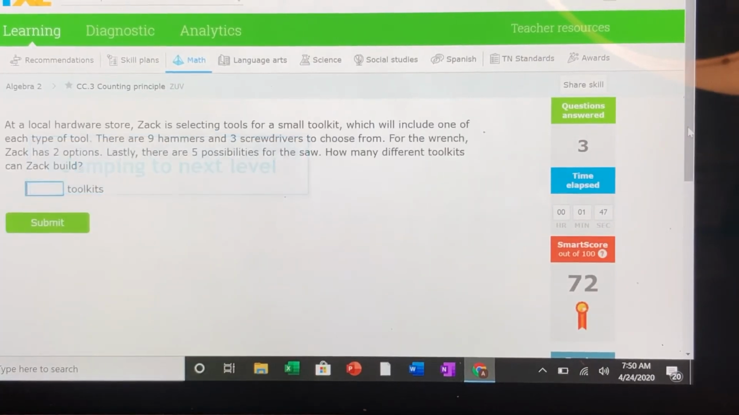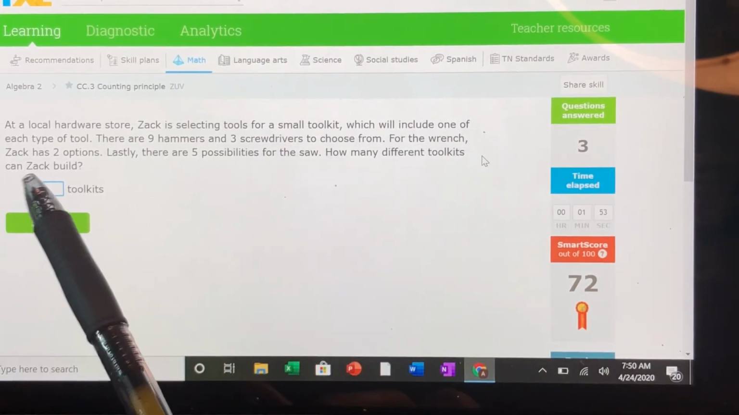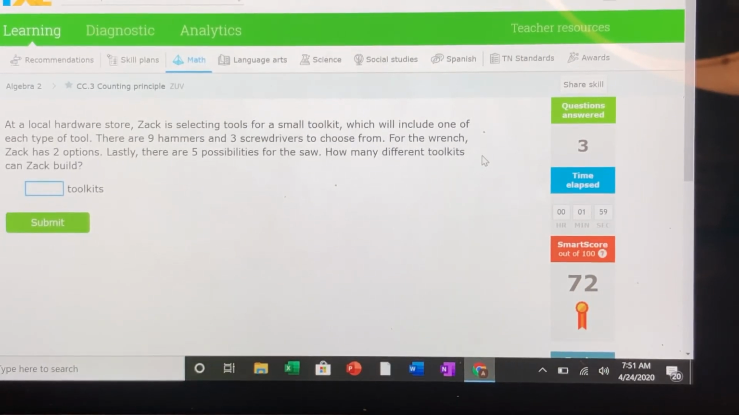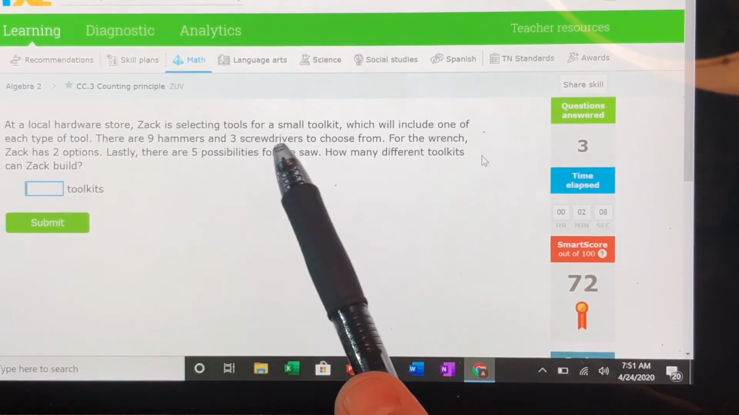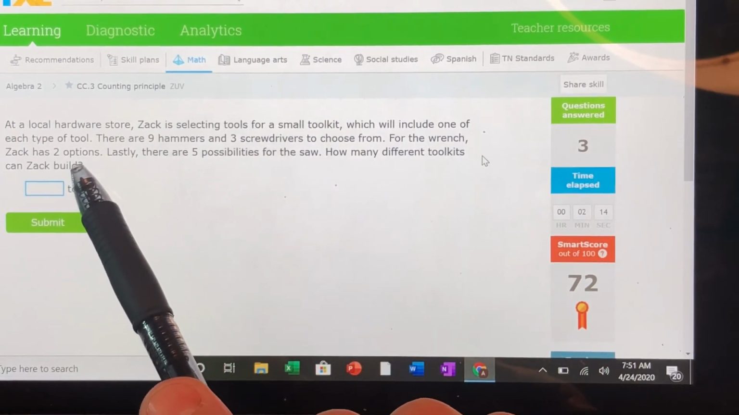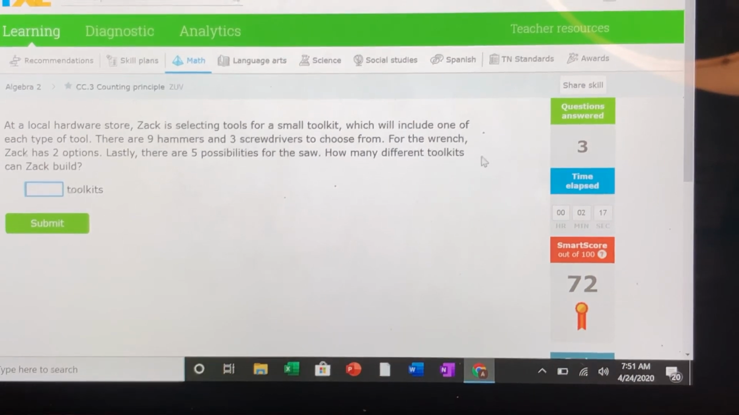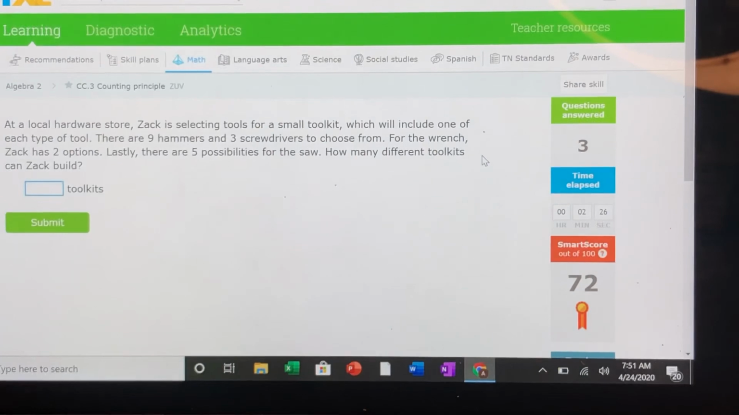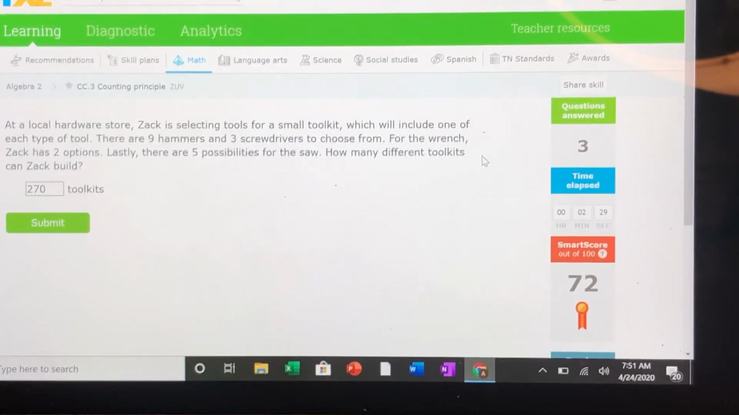Let's see what we can do here. At a local hardware store, Zach is selecting tools for a small tool kit, which will include 1 of each type of tool. There are 9 hammers and 3 screwdrivers to choose from. For the wrench, Zach has 2 options. Lastly, there are 5 possibilities for the saw. How many different tool kits can Zach build? Well, let's see. 9 times 3 is 27. 27 times 2 is 54. 54 times 5, that's 270. So yeah, you might have to bust out the calculator, but that's okay. You get the idea.